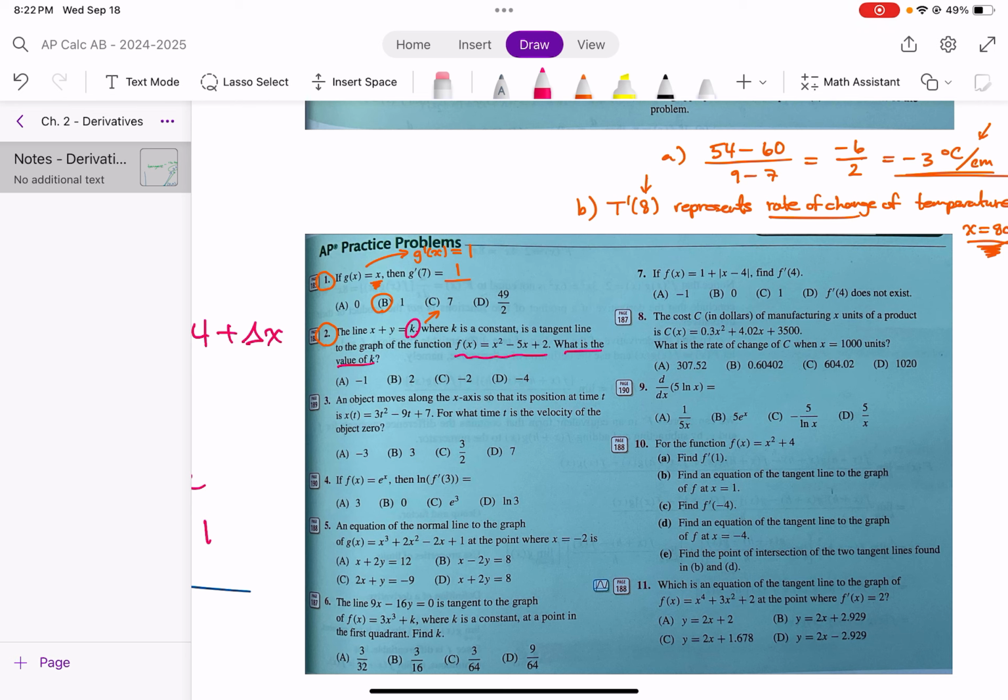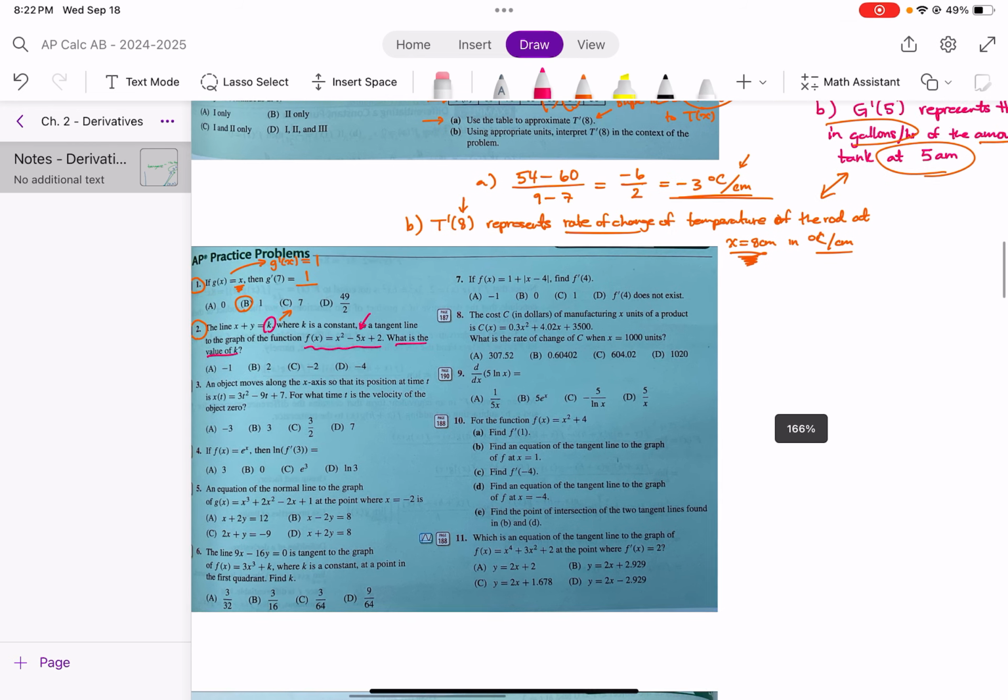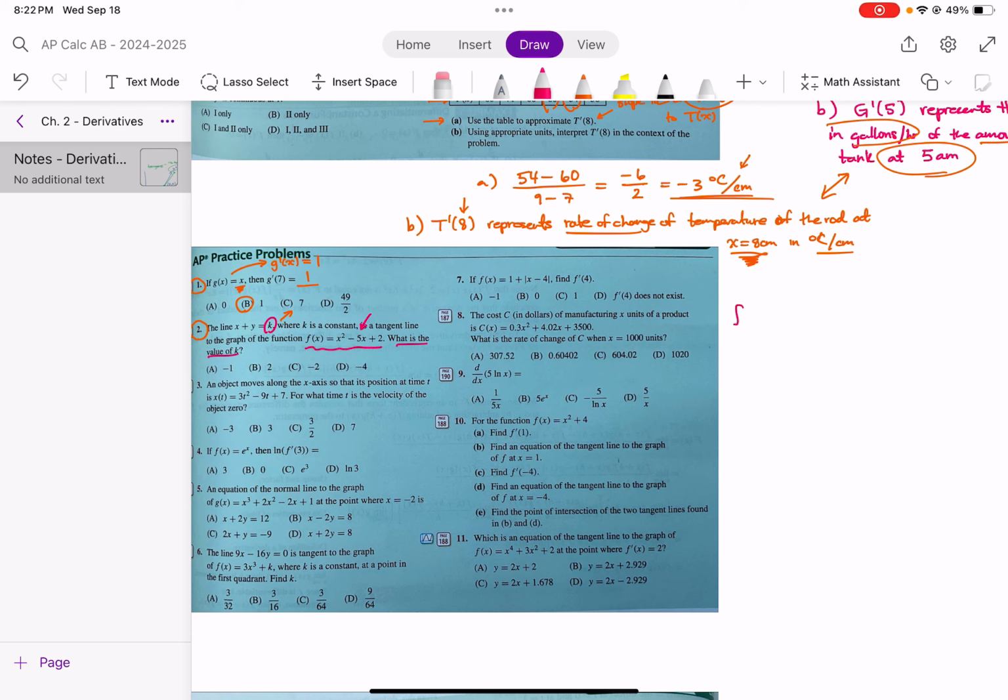So if we have the equation of the function, chances are it's going to be a good idea for us to take the derivative. So let's go over here and find f prime of x, right? That's going to be, looks like 2x minus 5. Okay, cool. Okay, and that's a tangent line to this graph.